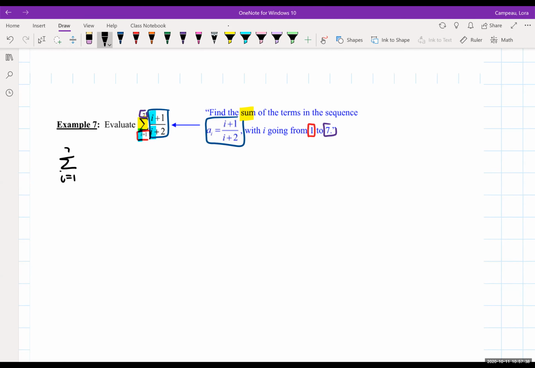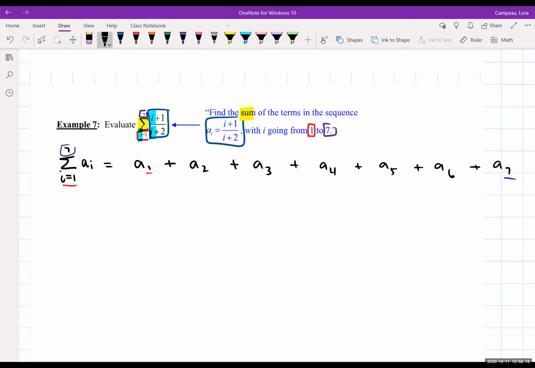If we're looking at the sigma notation for this general term, a sub i, really what we're looking at, what is a sub 1 plus a sub 2 plus a sub 3 plus a sub 4 plus a sub 5 plus a sub 6 plus a sub 7. So notice we're starting at 1. So that's a sub 1. And we're ending at 7. We see a sub 7. So now it's a matter of computing the terms of the particular sequence.